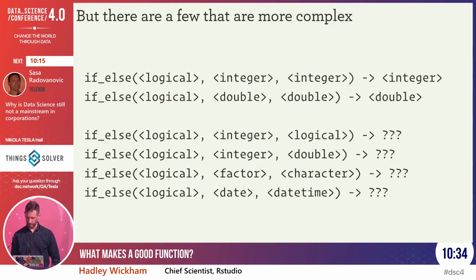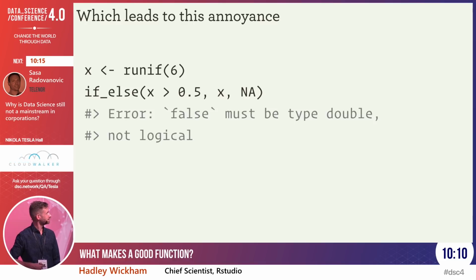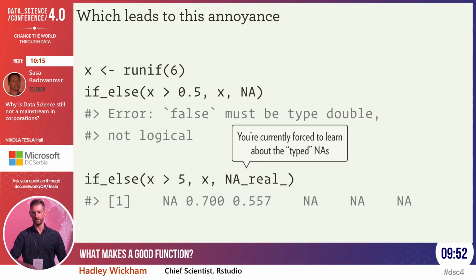And a lot of what I've been thinking about lately is whether that is the right thing to do. What should you do when you combine all these different types of vectors? In particular, this leads to one really annoying thing with this function, that you often want to do something like this. Here I'm saying if the value is greater than 0.5, just use the existing value. Otherwise, replace it with a missing value. And if you do that, currently, you get an error. That is because this missing value is a logical missing value. And what you probably have no idea is that in R, there are actually 4 different missing values.